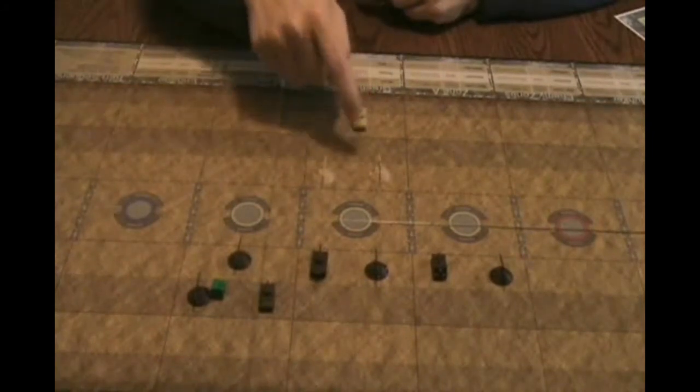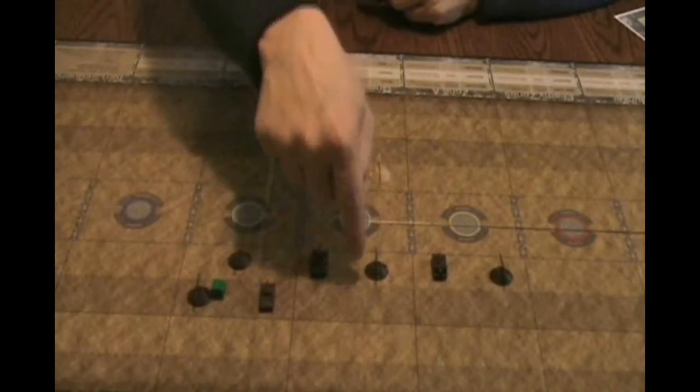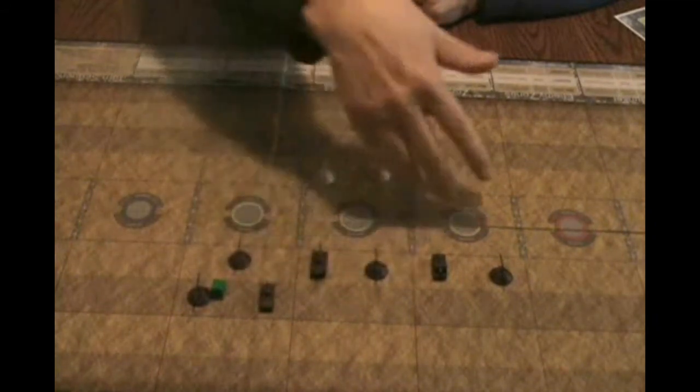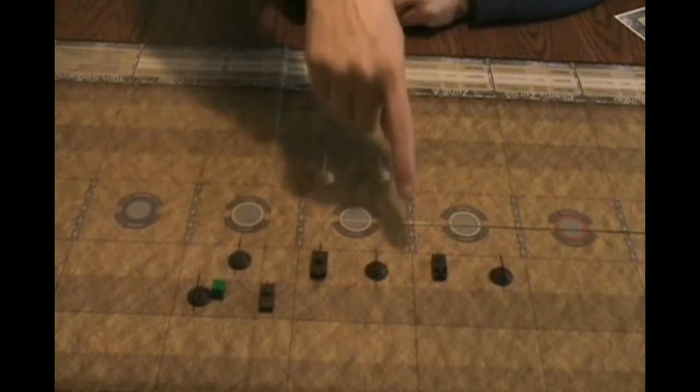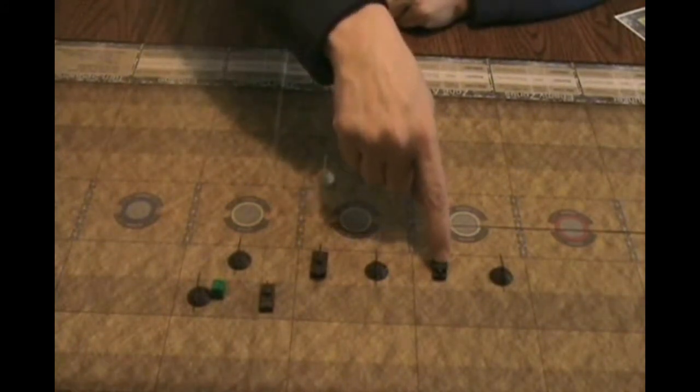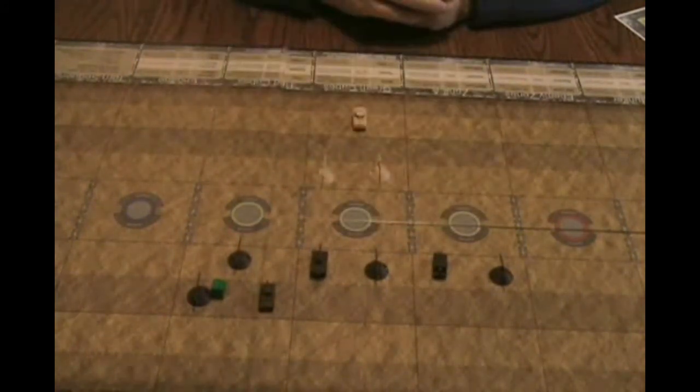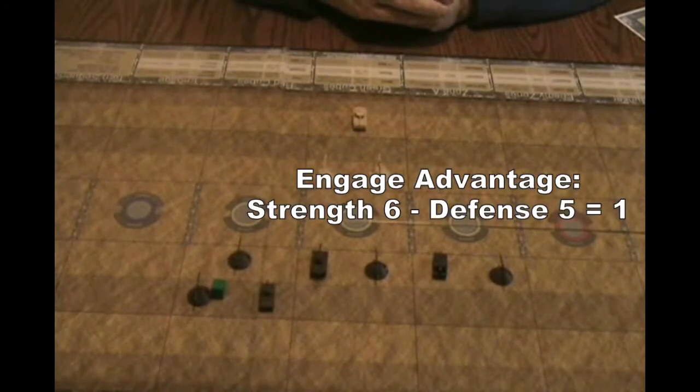So the Sherman fires at a 10, 8, 6 at these armor units. Same column or adjacent columns, the same strength. If we take a look, the defense of the number 10 unit for the Italians is a 5, so the engage advantage would be set to 1.